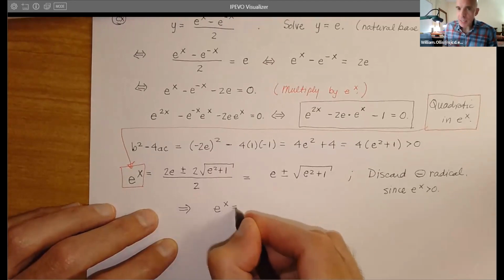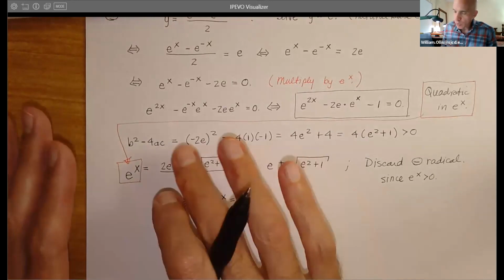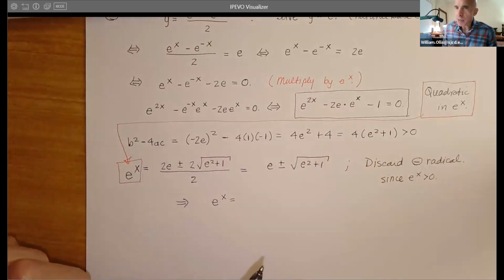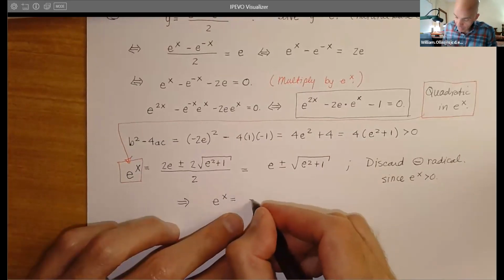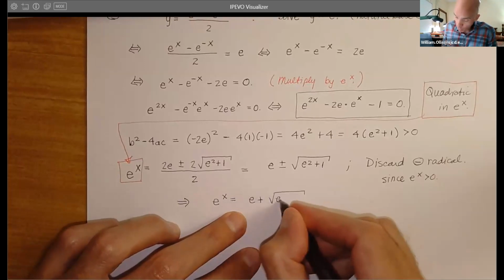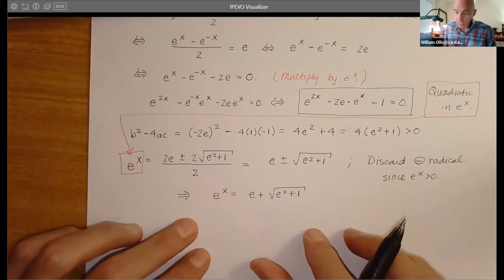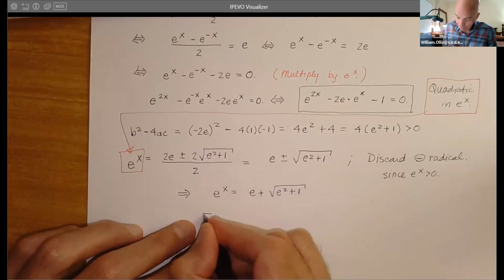It is amazing how we can use what we know about our functions to create some really good mathematics here. And then when you get to calculus, you're going to feel like you know you can conquer the world. So now we have e plus the square root of e squared plus 1. Now we're done. We just need to solve for x.